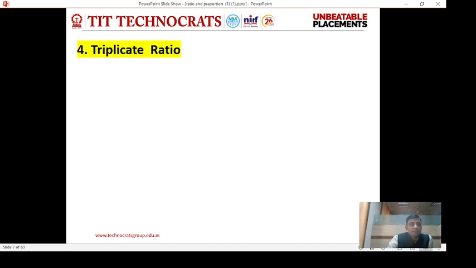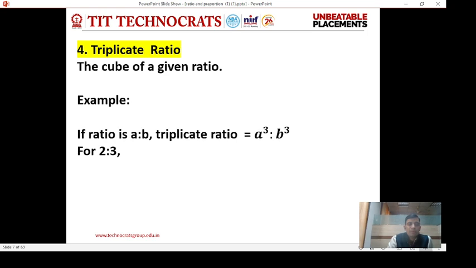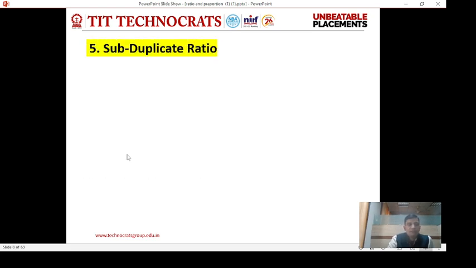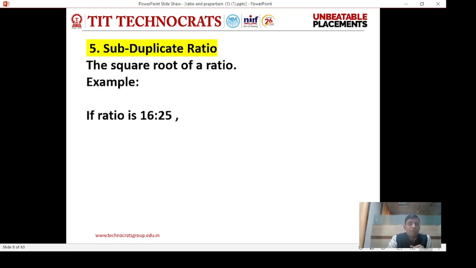Okay guys, next topic is triplicate ratio. Triplicate ratio means the cube of a given ratio. For example, for A and B, the triplicate ratio is A cube ratio B cube. Let's try 2 ratio 3. So what will be the triplicate ratio? Yes, exactly correct. 8 ratio 27.